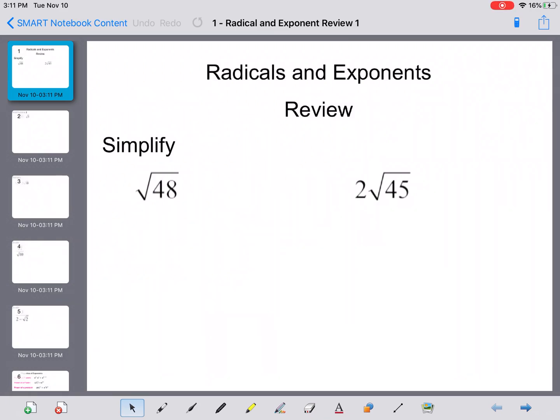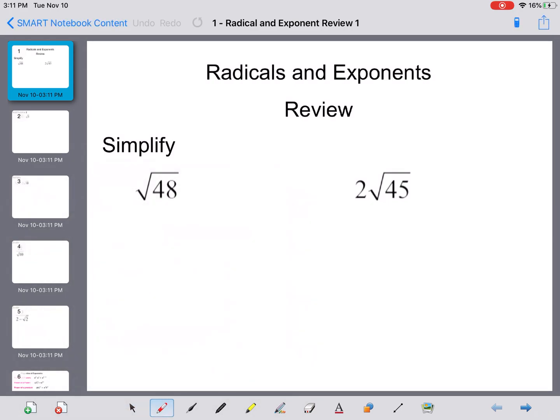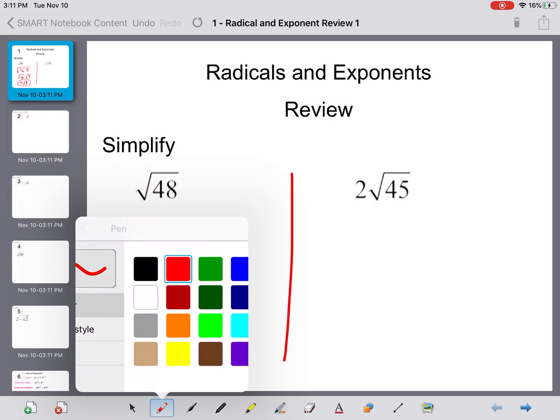Hello, we are going to review basic radicals and exponents so that we can move past these basics throughout this next unit. So for the first one, we are looking to just simplify these. If we are simplifying, we're looking for the greatest perfect square that goes into 48, and that would be 16 and 3. So 16 is our perfect square. So we can rewrite this as root 16 times root 3, and that's going to be 4 root 3 as my final answer.